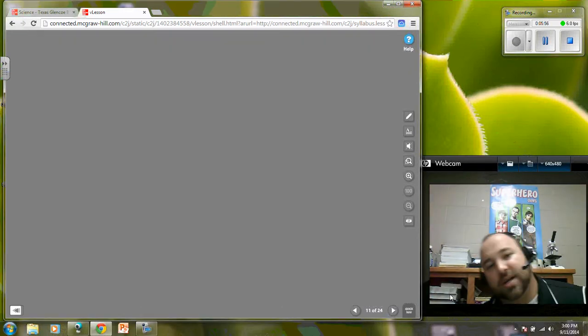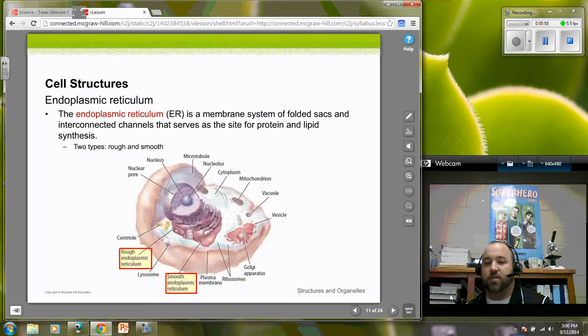All right, so getting into the next section, we have those ribosomes, and we also have the endoplasmic reticulum. Endoplasmic reticulum is a membrane system of folded sacs and interconnected channels that serves as a site for protein and lipid synthesis. Again, 2 types. Rough synthesizes your proteins, smooth synthesizes your lipids. It's called rough because it has actual ribosomes embedded in the membrane. Versus the smooth, which does not have the ribosomes embedded into the membrane.